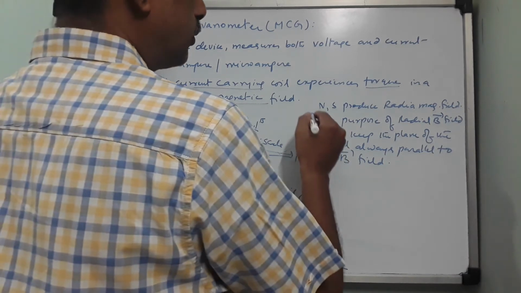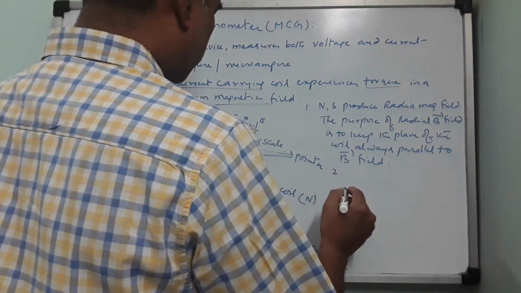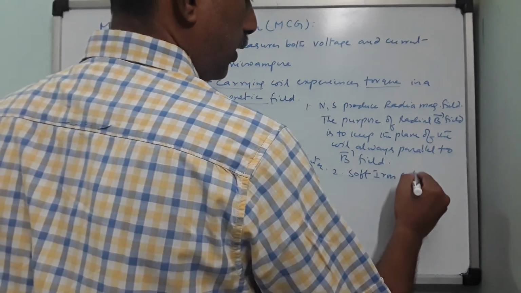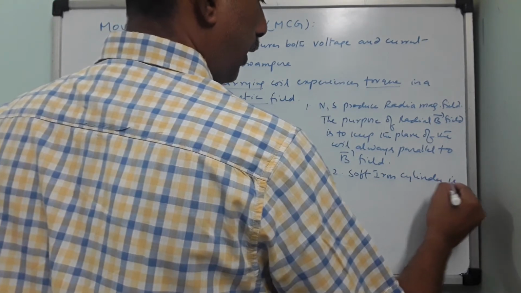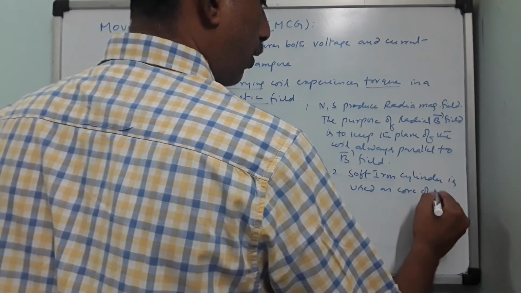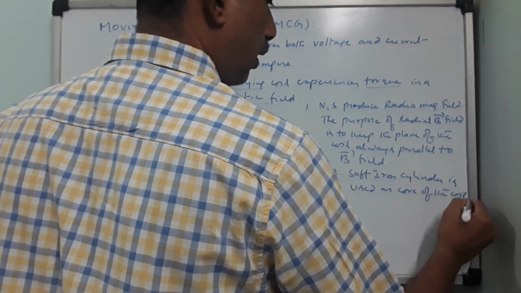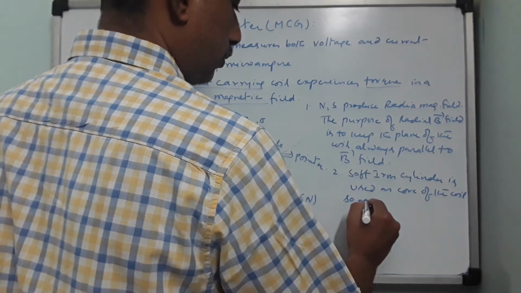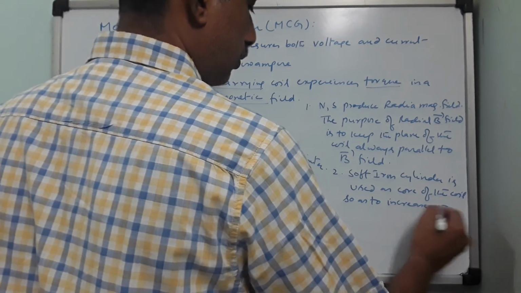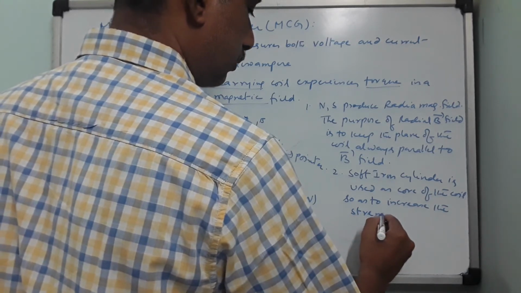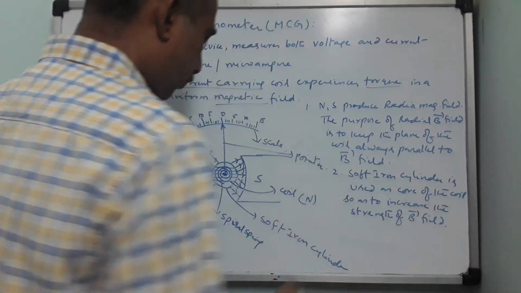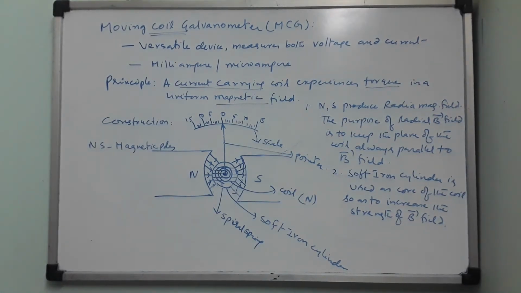Second point, what I write is point number 1. Point number 2: soft iron cylinder is used as the core of the coil so as to increase the strength of the magnetic field. Okay, right.